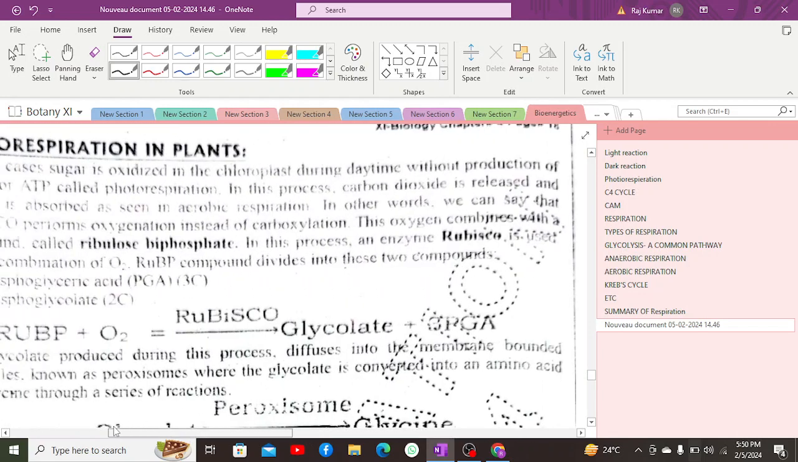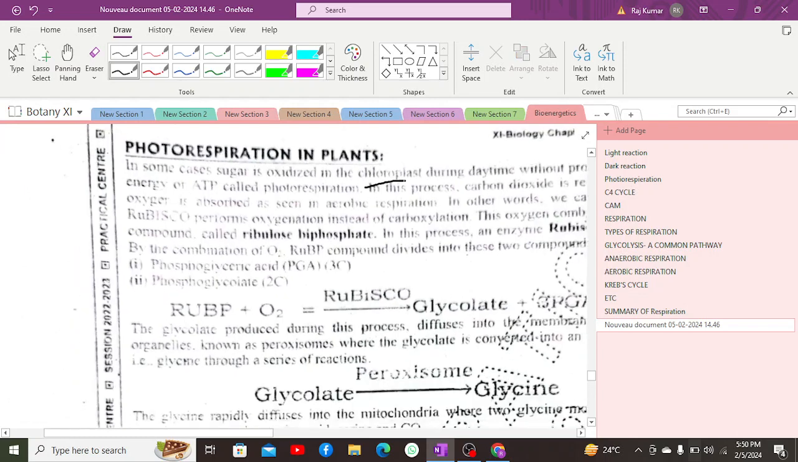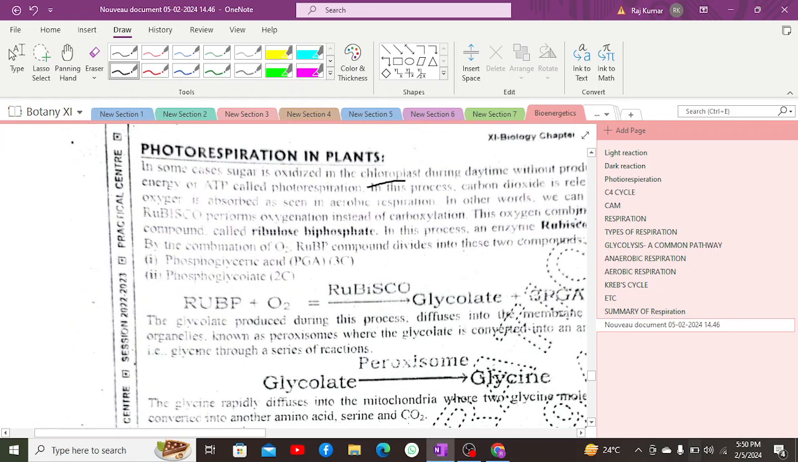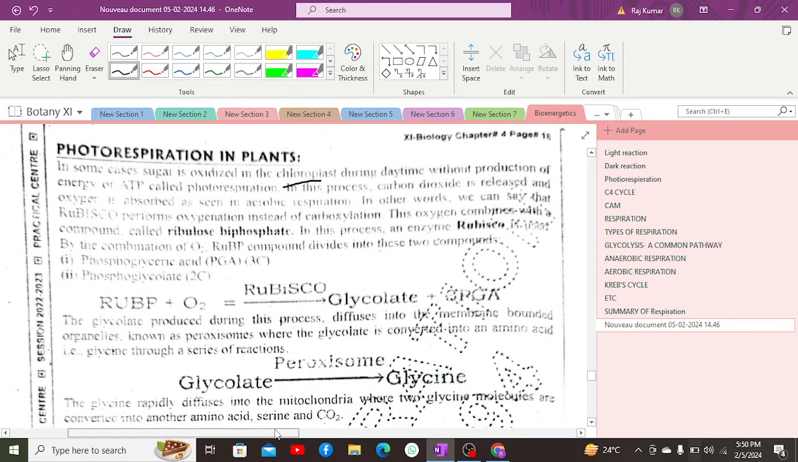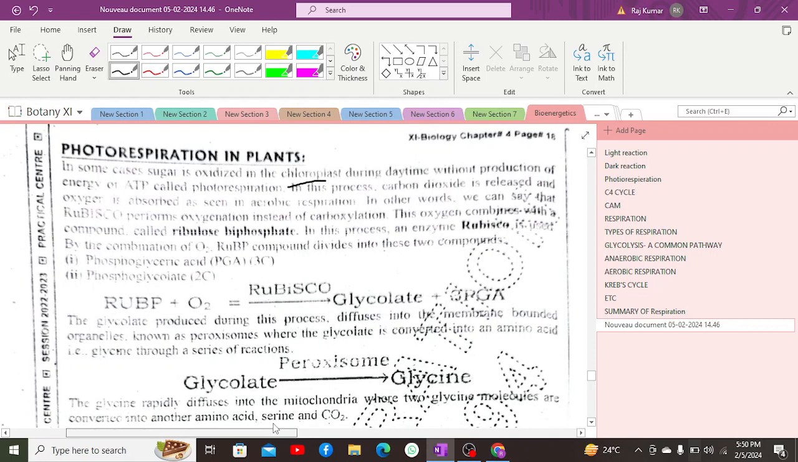Here, as you can see, sugar is oxidized in the chloroplast during daytime, producing a product without production of energy or ATP, which is called photorespiration. In this process, carbon dioxide is released and oxygen is absorbed, as seen in aerobic respiration. In other words, the Rubisco enzyme, instead of performing carboxylation, performs oxygenation, and oxygen combines with a compound called ribulose bisphosphate.